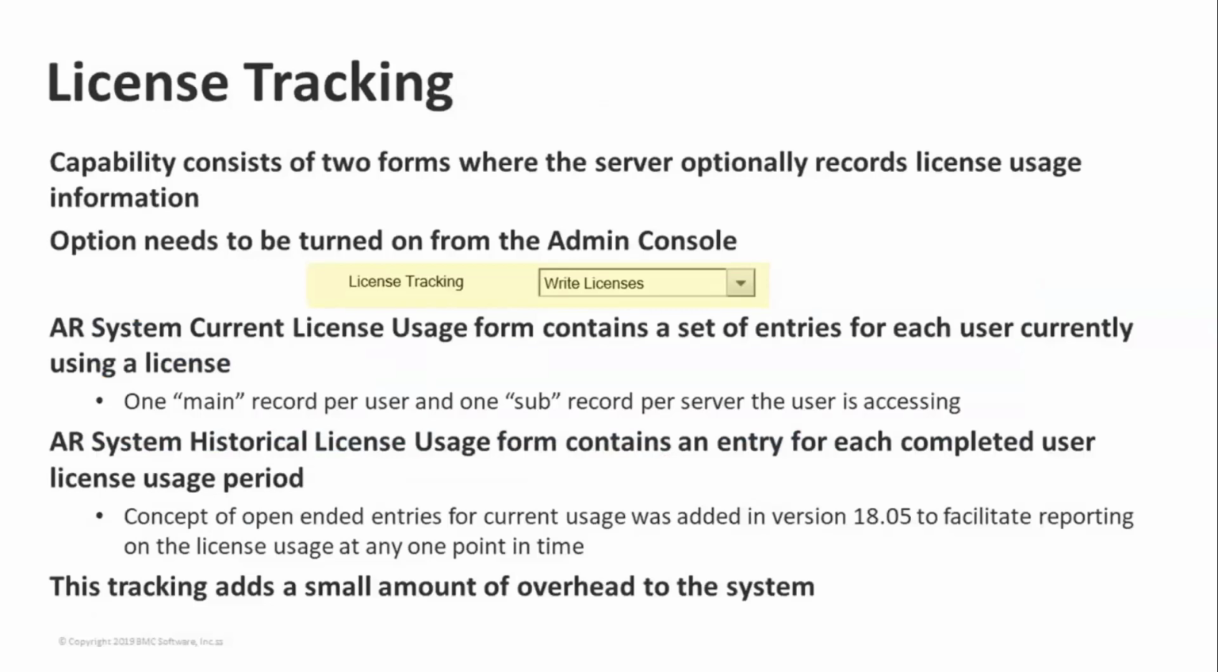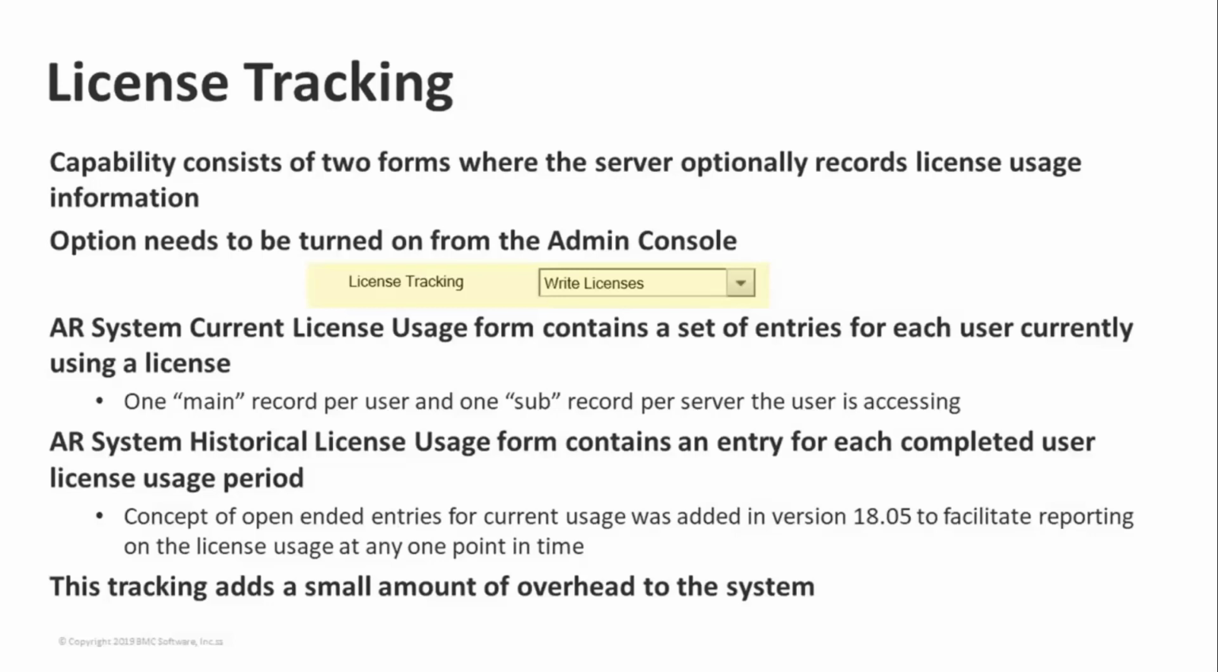The first of the two forms is the AR System current license usage, and that has a set of entries in it for each user that's currently using a license. And that set is one main record per user and one sub-record per server that the user is accessing. So if they're currently connected to two servers, there would be 3 records in here, one main and 2 sub-records.